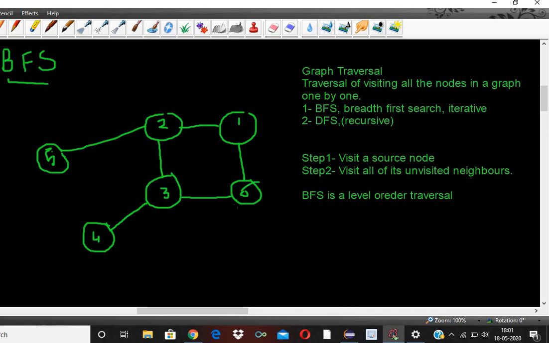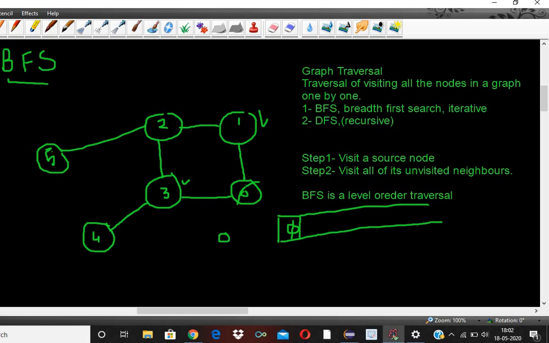Suppose I have visited 0, so I will print 0, and then I will visit its neighbors, 1 and 3. These are unvisited, so I will mark them visited. We need to store these neighbors in some data structure. For level order traversal we use a queue data structure. Let me draw a queue. Initially we push 0 in this queue, pop it and print 0.